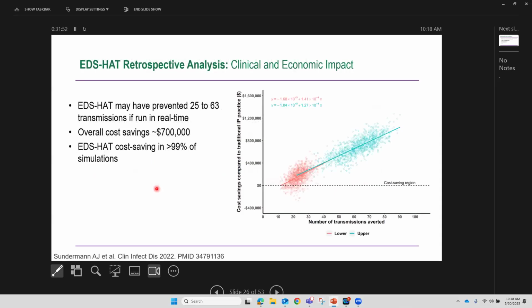What about economic impact? In terms of clinical impact, we estimated that EDSAT could have prevented 25 to 63 infections if run in real time, and it would save money. It doesn't seem to make much sense that it would save money, but if you think about it, a single Pseudomonas pneumonia costs about $25,000 to treat. That's a huge proportion of our sequencing budget. You don't have to prevent a lot of infections to save money. And when we did all sorts of sensitivity analyses, EDSAT was cost saving the vast majority of the time.